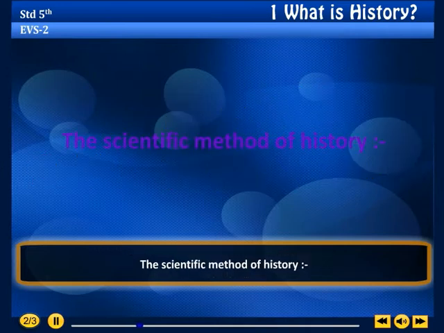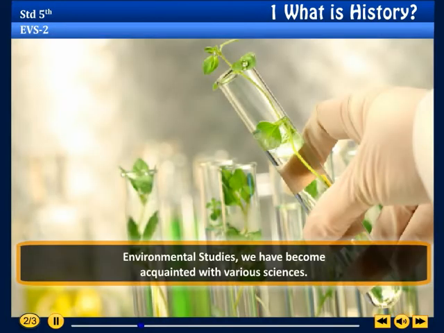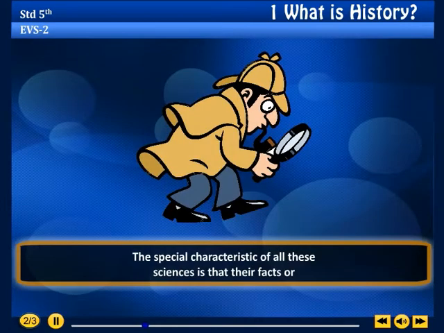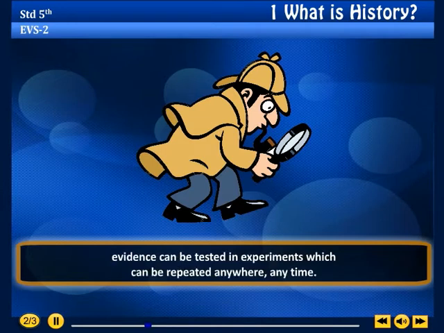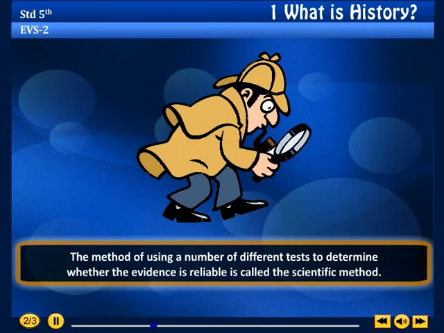The scientific method of history. In environmental studies, we have become acquainted with various sciences. The special characteristic of all these sciences is that their facts or evidence can be tested in experiments which can be repeated anywhere, anytime. The method of using a number of different tests to determine whether the evidence is reliable is called the scientific method.